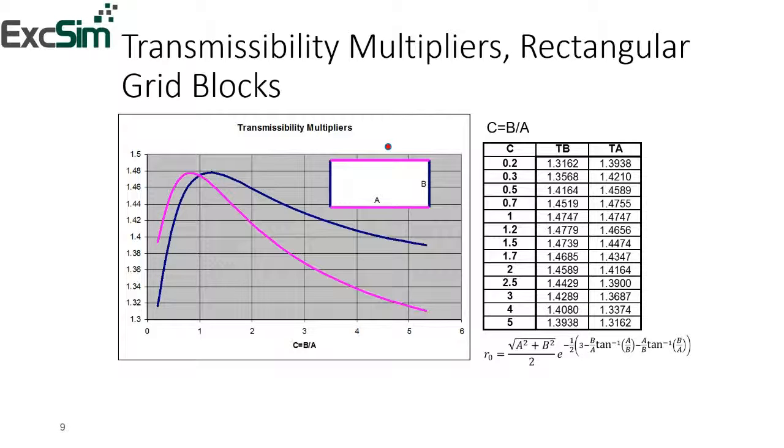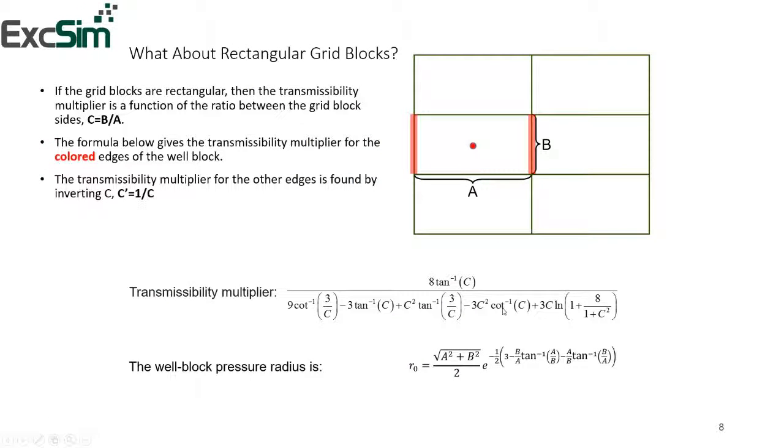And that's pretty much what I wanted to say. This is how XIM does it. We use transmissibility multipliers to ensure that the well block pressure is correct, and to ensure that the well block viscosities are correct, and to ensure that the well block saturations are correct, and to ensure that the bottom hole pressure in the well is correct.